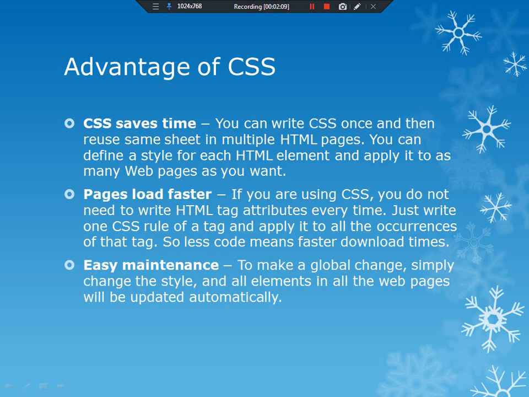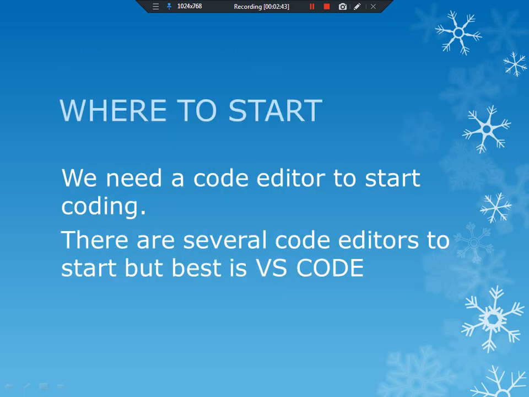Advantages of CSS. CSS saves time. You can write CSS once and then reuse the same sheet in multiple HTML pages. You can define a style for each HTML element and apply it to as many web pages as you want. Pages load faster if you are using CSS. You do not need to write HTML tag attributes every time. Just write one CSS rule of a tag and apply it to all the occurrences of that tag. So less code means faster download times. Easy maintenance. To make a global change, simply change the style, and all elements in all the web pages will be updated automatically.